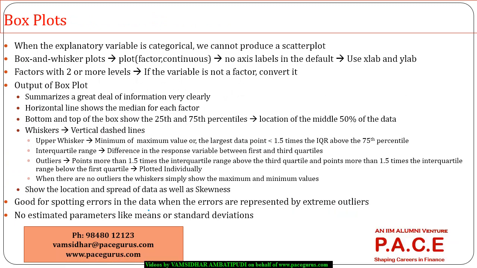Now we move on to the next important set of plots, which are the box plots, especially when my explanatory variable is categorical. Till now we have looked at the scatter plot, where the explanatory variable was more of a continuous variable. Here, when my explanatory variable is more categorical, I cannot produce a scatter plot. This is where we would be using the box and whisker plot, right?